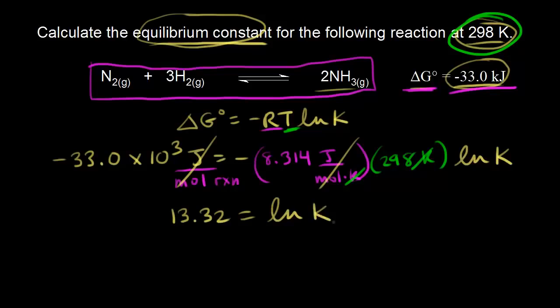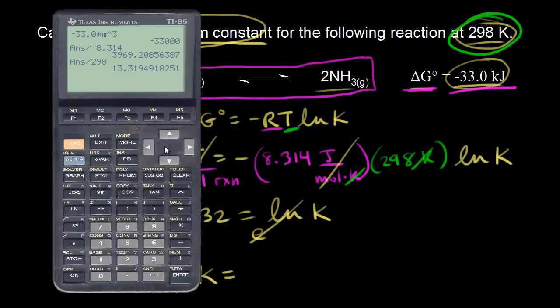So how do we solve for K here? Well, we would take e to both sides. So if we take e to the 13.32 on the left and e to the natural log of K on the right, this would cancel out, and K would be equal to e to the 13.32.